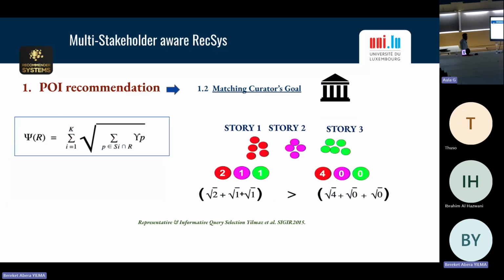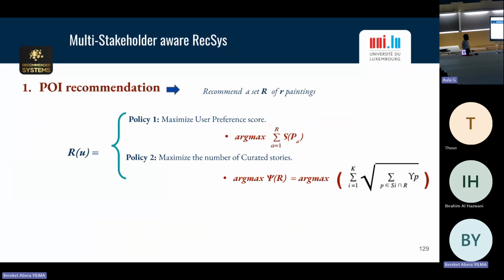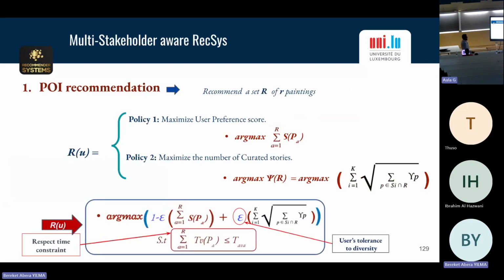But this is only what the curator wants. And then this discussion leads us to different policies. The first one is, of course, matching the user preference. You have some utility you want to maximize. And then you have a second goal, the curated story groups. So, a simple convex combination.